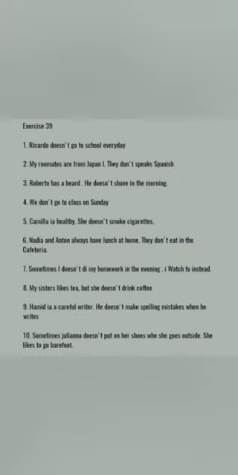Okay, now we will go to chart 3-8, using simple present tense negative. Alright, let's go to exercise 39, looking up grammar. The first question is the example. Ricardo doesn't go to school every day. And now for the second question. My roommates are from Japan. They don't speak Spanish is the answer.